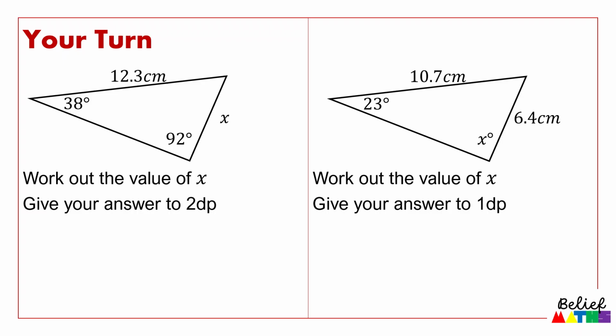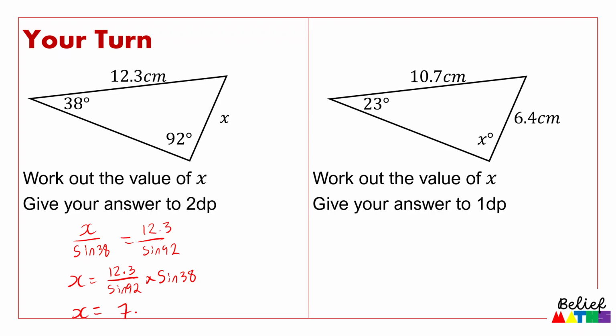So in our first one, we want to set up our fraction. So x over sine 38, we want that unknown in that first position, is equal to 12.3 over sine 92. When we rearrange that, we get x is equal to 12.3 over sine 92 multiplied by sine 38. And again, you might have brackets on your calculator that you just need to close when you're doing this, so just double check whatever your calculator asks you to do. Then on your calculator, you're going to get an answer of 7.58 centimeters to 2 decimal places.